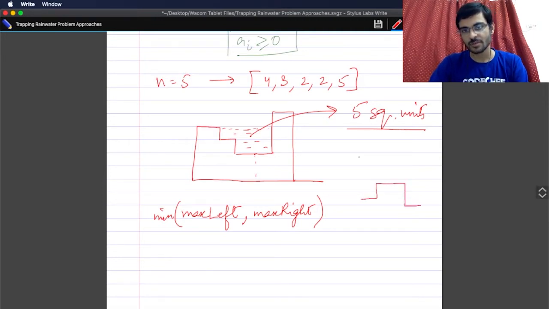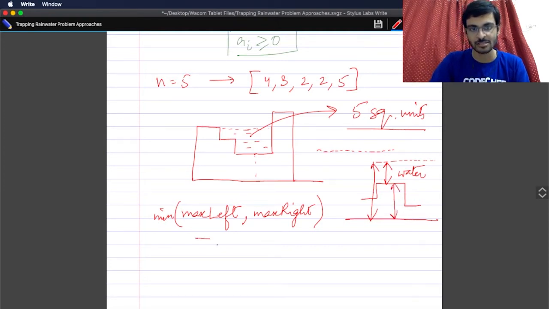What I'm saying is simply this: if you have up to here and this is the ground, this is the topmost that your left guys allow, and this is the topmost, maybe something like this, which your right guys allow. We will take the smaller one, and this will be the height that water can stay. So what will be this distance? It is the height we get by this minimum, minus the already present height. So we can say min of these minus h of i, or h of current, whatever you say.